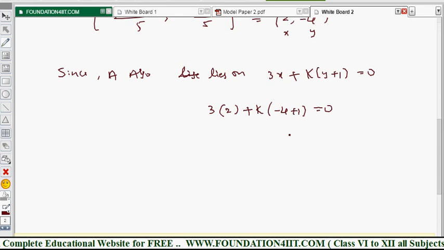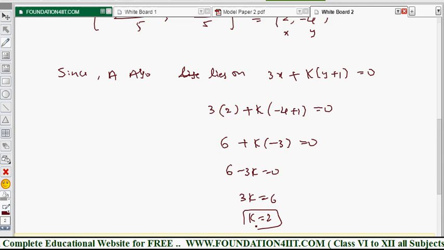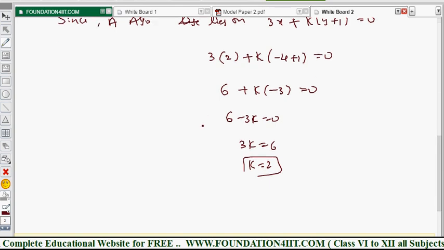By simplifying we get, 3 2s are 6 plus k into minus 3 is equal to 0. 6 minus 3k is equal to 0. Then 3k is equal to 6. k is equal to 2. That's the value of k. Fine, so we can solve this problem.